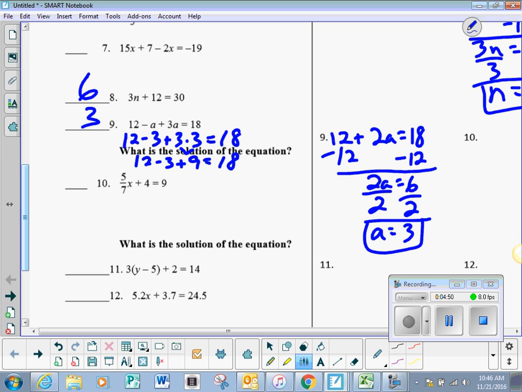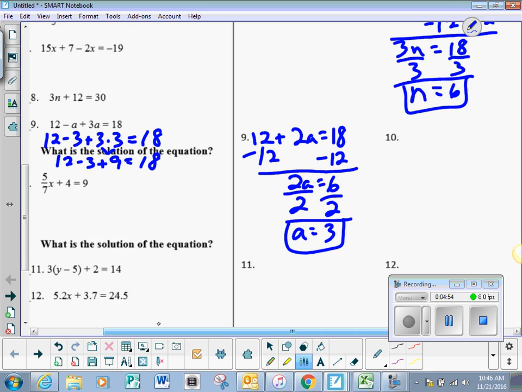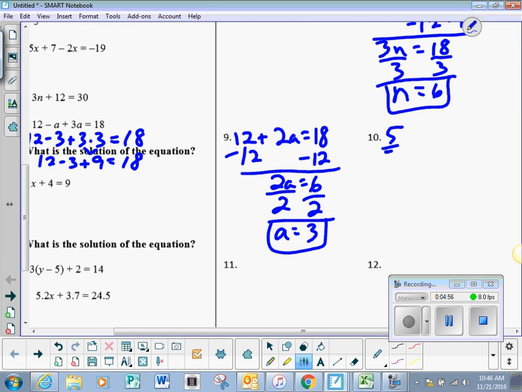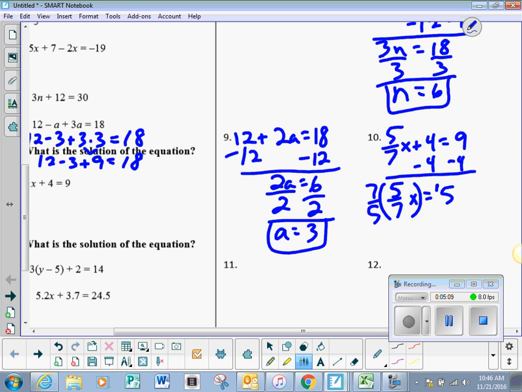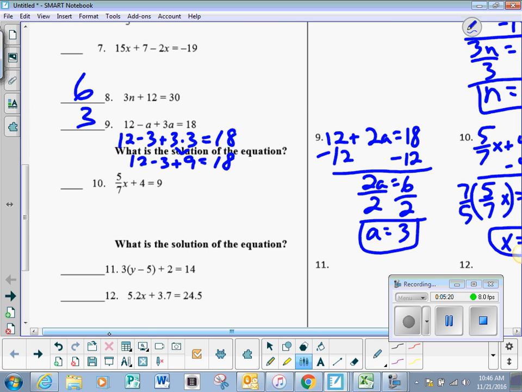Number 10. 5/7 x plus 4 equals 9. I need to get x alone, so I need to subtract 4 from both sides. So 5/7 x equals 5. Multiply both sides by the reciprocal, 7/5. And I get, those cross reduced, so x equals 7. So what looked like it could be an ugly problem actually came out to be nice and neat, 7.